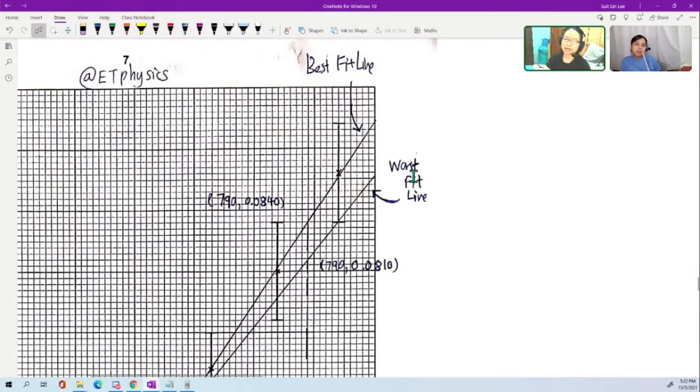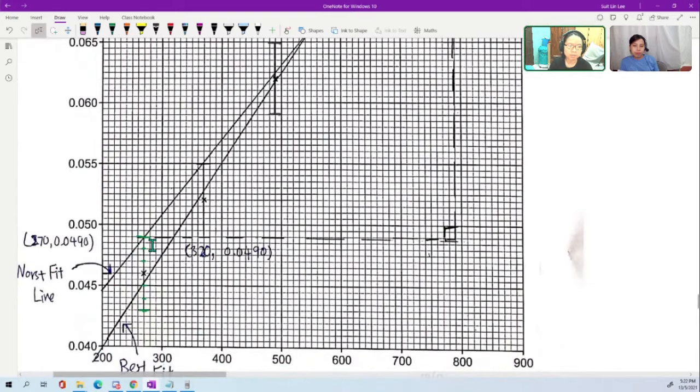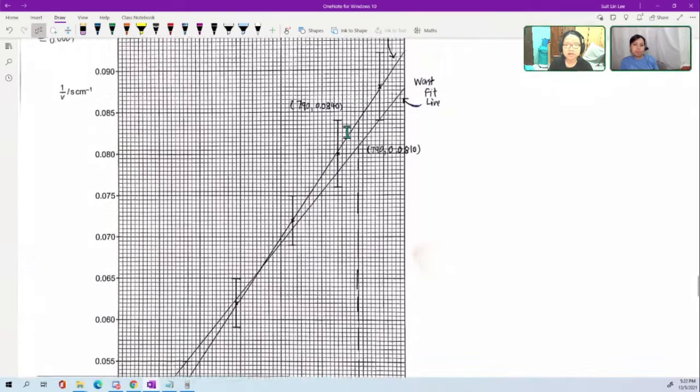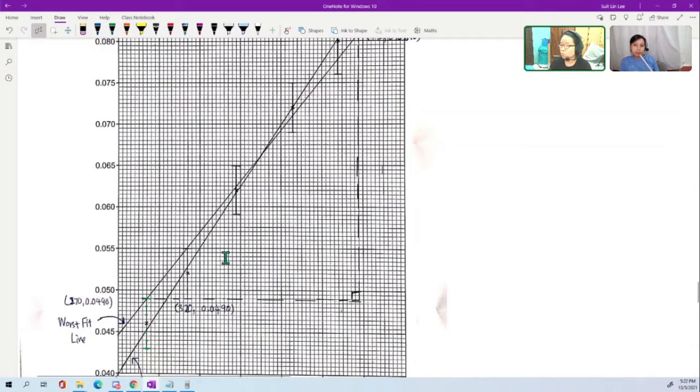Now, drawing your worst fit line, we are taking extreme values. So you either draw the most possible shallow line within the error bars, which is you take the bottom of the top error bar and you join with the top of the bottom error bar. So if you look at this worst fit line, it is shallower than the best fit line. So this is the most shallow line that can still pass all your error bars. Your worst fit line has to pass through your error bars.